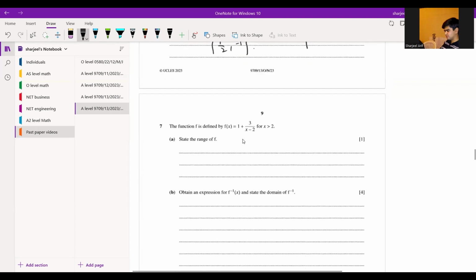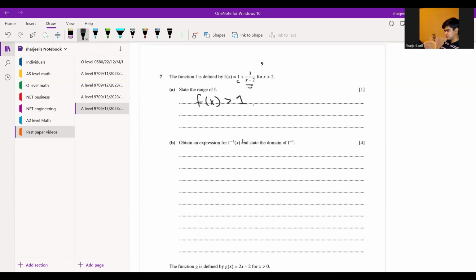Now we will move on to question number 7. We have to find the range. We have a fraction and constant value of 1. So this means range is greater than 1 because we have a positive sign here. Obtain a fraction for f inverse.